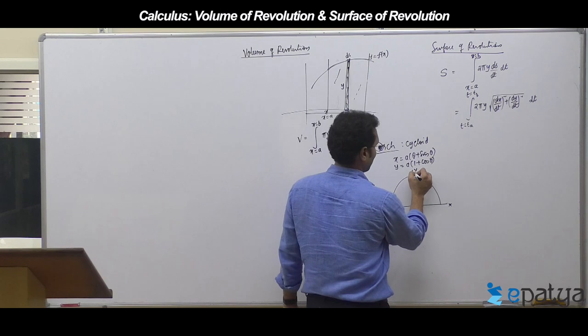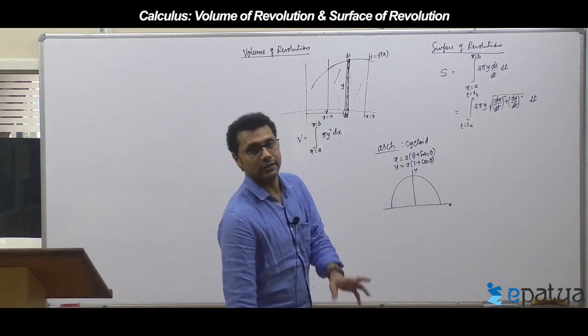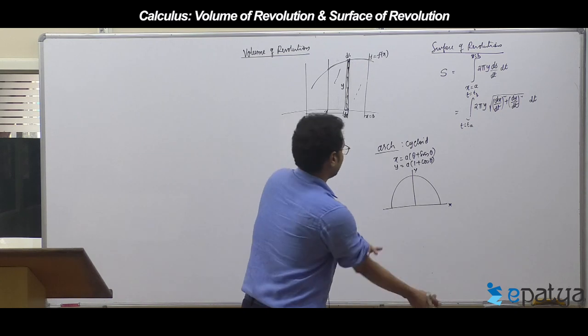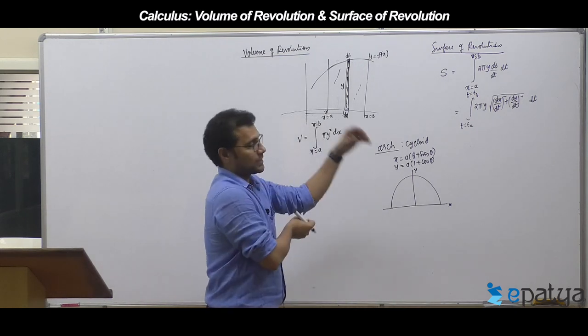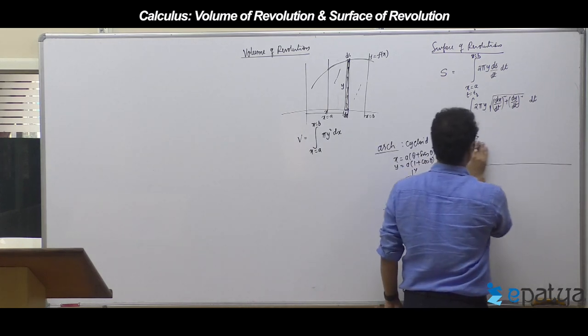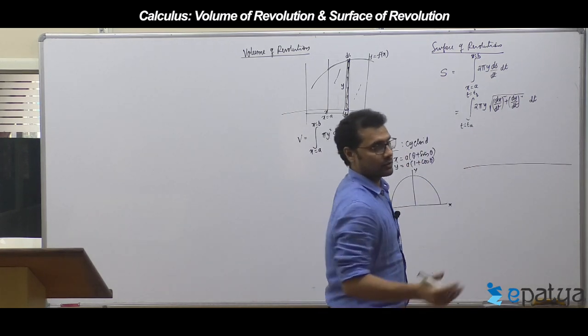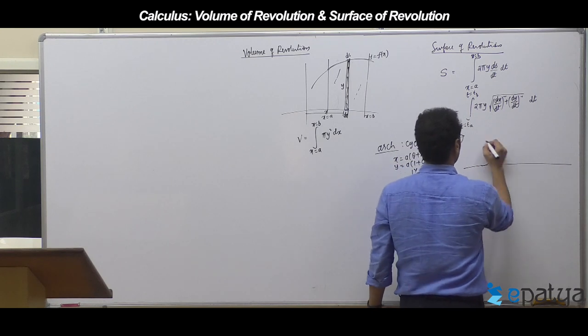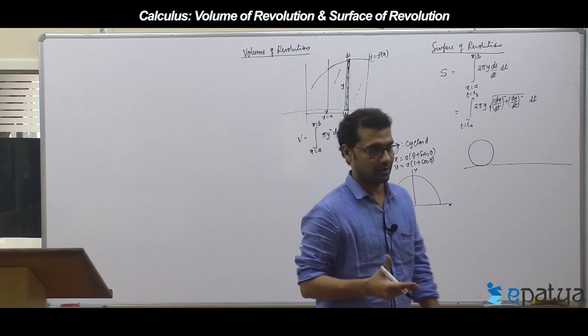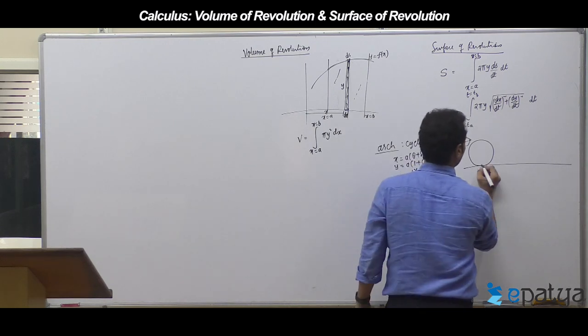X, y. Now, this is all about a cycloid. How do you obtain a cycloid? Suppose I have a straight line, or a road. Assume there is a tire here. A tire is a circle.